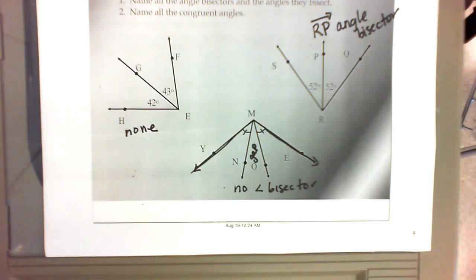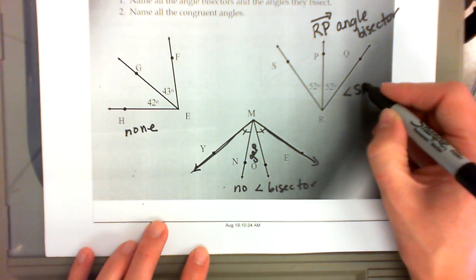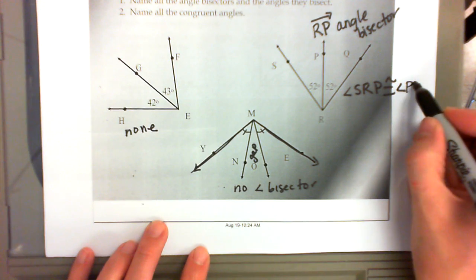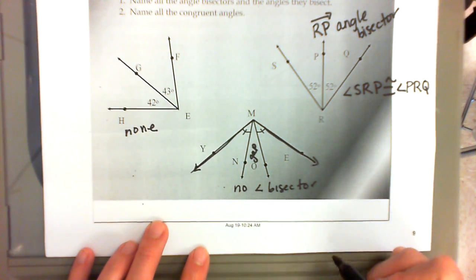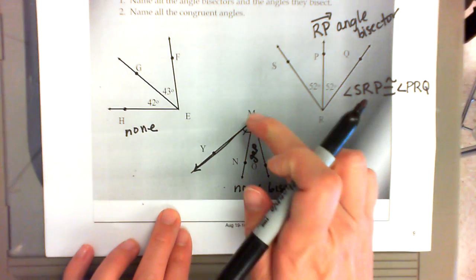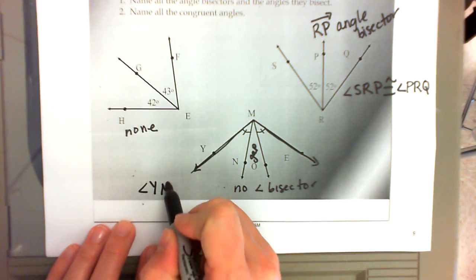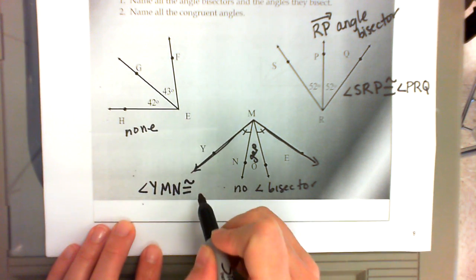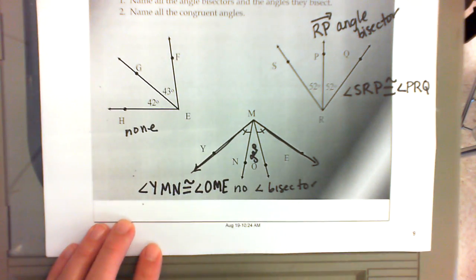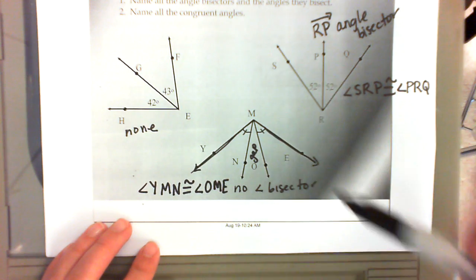And then part two, I want to name all the congruent angles. So I would name angle SRP is congruent to angle PRQ. Down here, I do have two congruent angles. Because there's several angles at one vertex, I need to use three letters. Angle YMN is congruent to angle OME. YMN, OME.